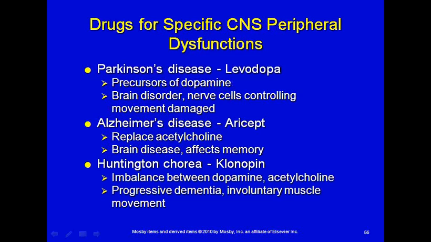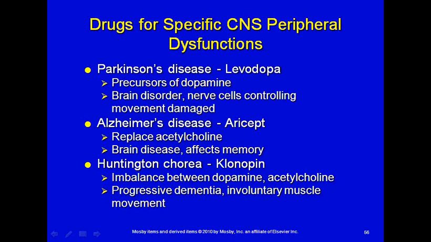Drugs for specific CNS peripheral dysfunction include drugs for Parkinson's disease. Levodopa is the medication used to help treat Parkinson's disease. And Parkinson's disease is a brain disorder where the nerve cells that control movement are damaged, and so a person with Parkinson's disease shakes quite a bit. Alzheimer's disease, Aricept is the main drug that's out there now to help with retention of memory.